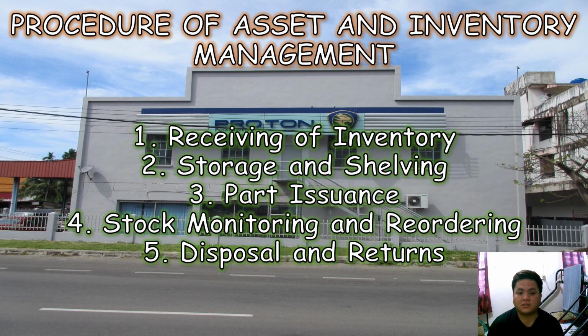And number five is disposal and returns. Expired, damaged, or obsolete items are separated in the store and tagged for disposal or warranty return. A report is generated for internal approval before these items are removed from SAP. However, due to limited space and poor environmental conditions, expired items sometimes remain mixed with usable stock, which increases the risk of mistakenly issuing them during service.